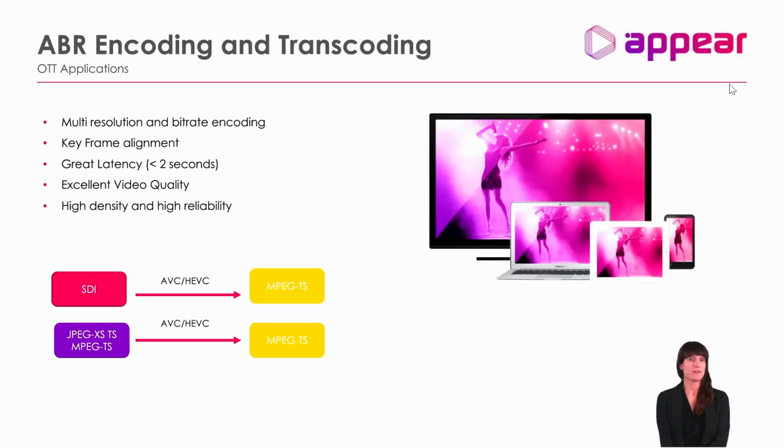And finally, ABR encoding and transcoding. If you need multi-resolutions and bit rates for OTT applications, with IP outputs, we can offer very low latency, less than 2 seconds in a normal mode, with great video quality and all resolutions from sub-SD up to UHD. And inputs are either compressed for the transcoder, it's JPEG XS TS, coming now for the encoder, and of course uncompressed SDI.